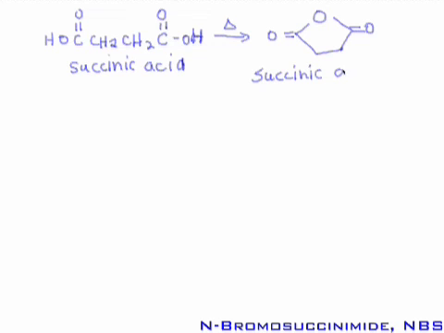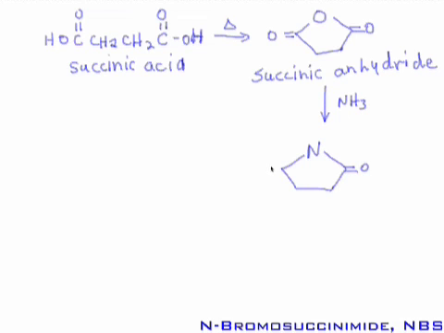Succinic anhydride. If you treat succinic anhydride with ammonia, you can replace the bridging oxygen with the bridging amine. If you do this, you now have an H here, and you get succinimide.